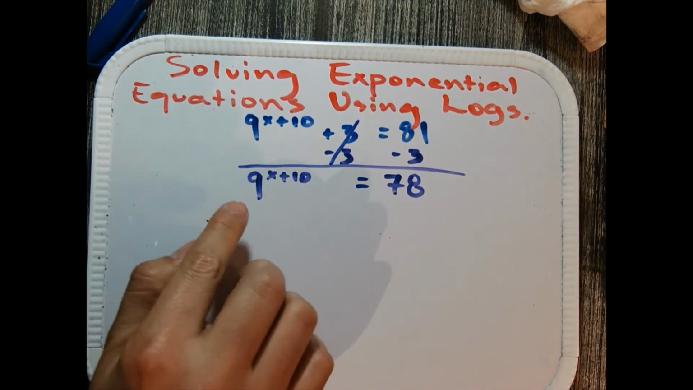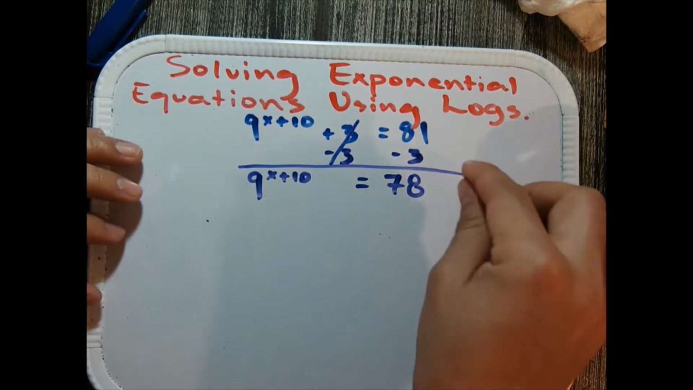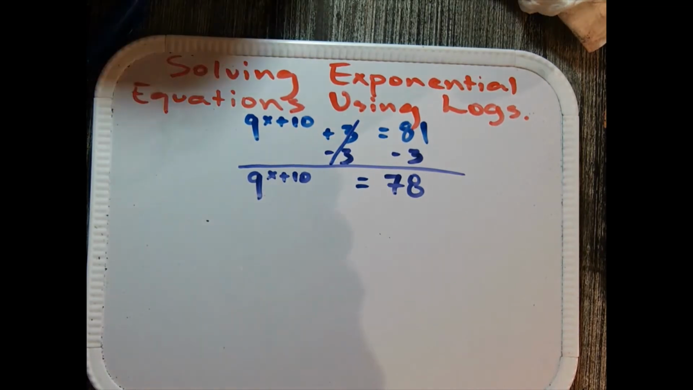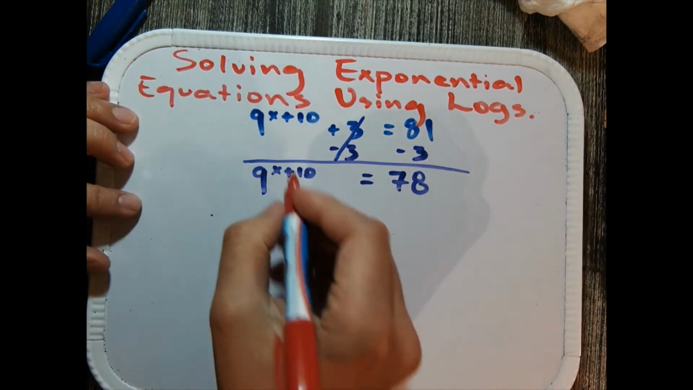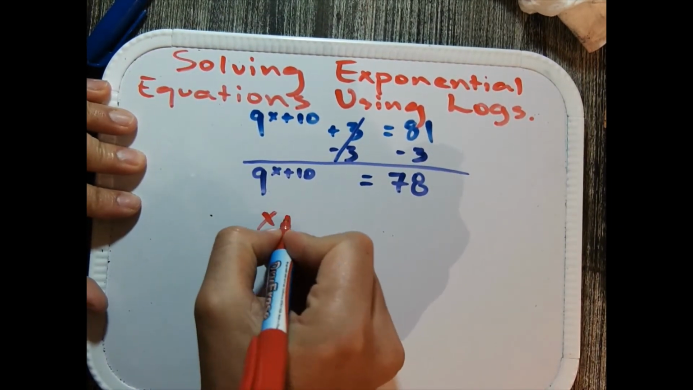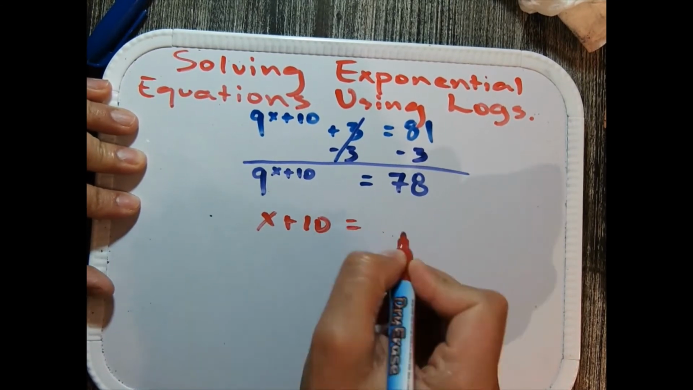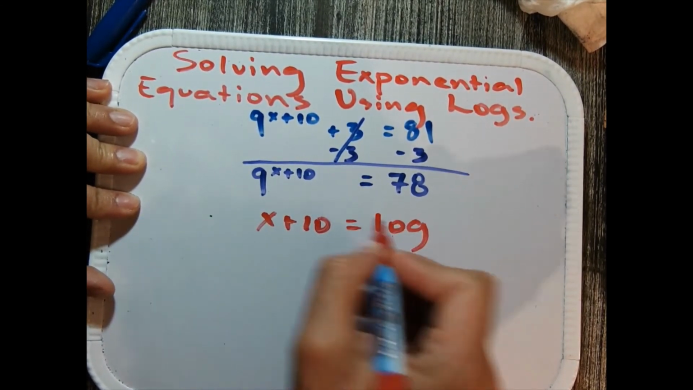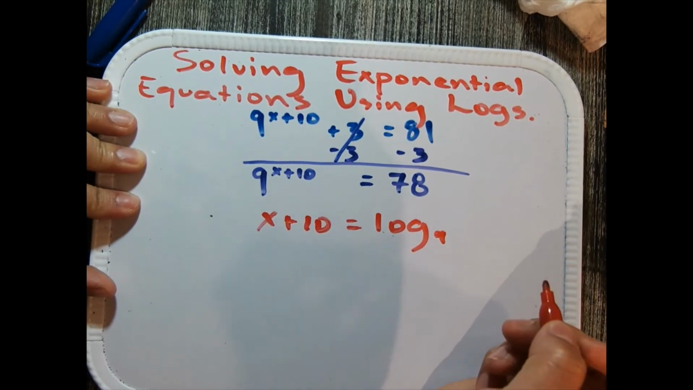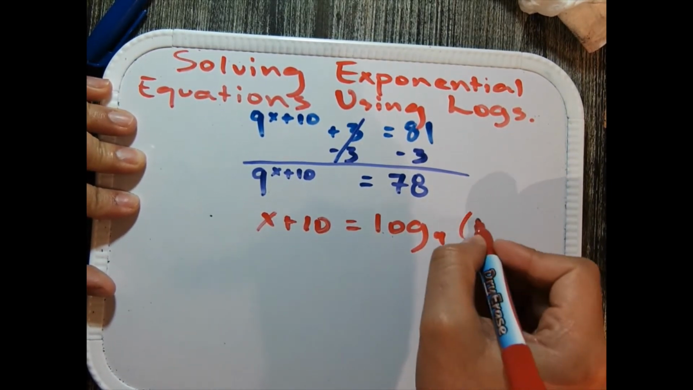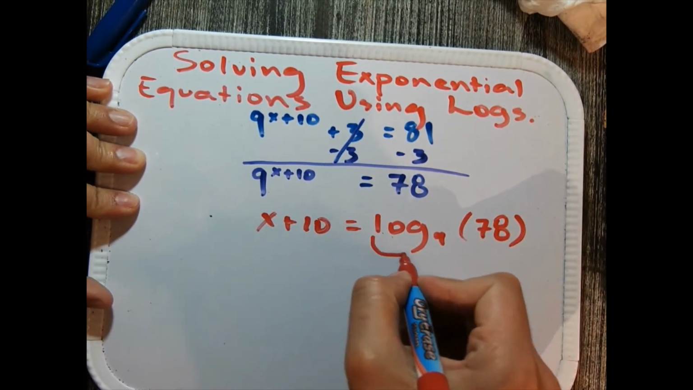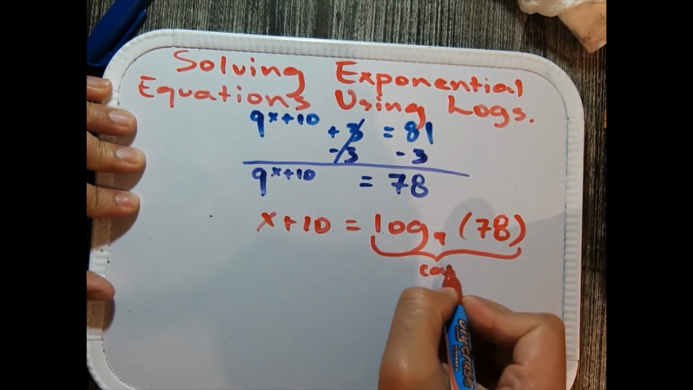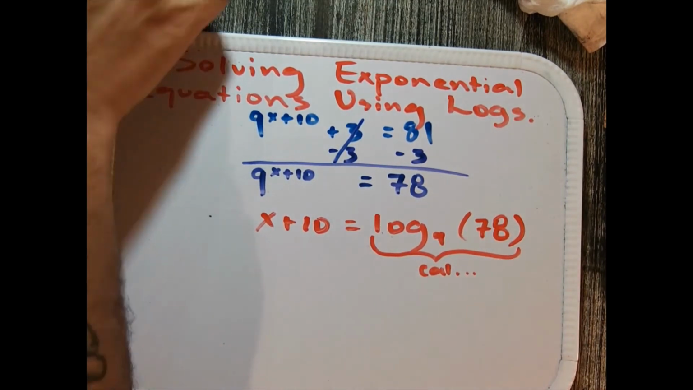Now, how do I get rid of this 9, or how do I move this 9 to the other side of the equal sign? Well, again, what we have to do is simply rewrite it using logs. So what I end up with is x plus 10 is equal to log base 9 of 78. Again, this part we have to put in our calculator and evaluate.